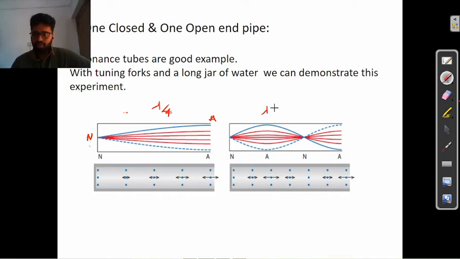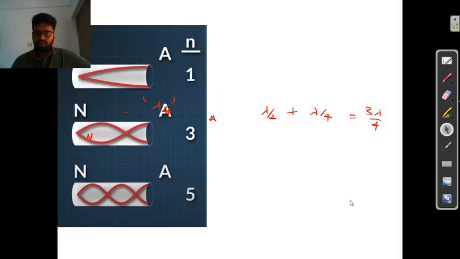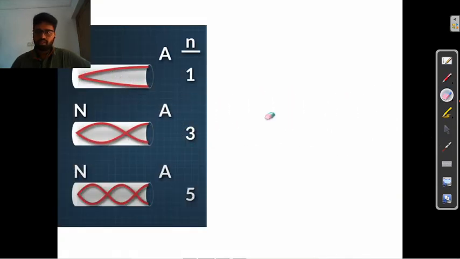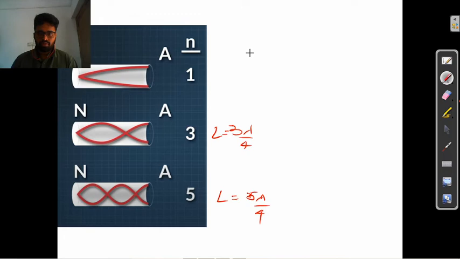So here you have lambda by 2 and lambda by 4. So the second harmonic has length which is equal to 3 lambda by 4. And similarly, the third harmonic has length L equal to 5 lambda by 4. Here you have 3 lambda by 4, and here L is equal to lambda by 4.